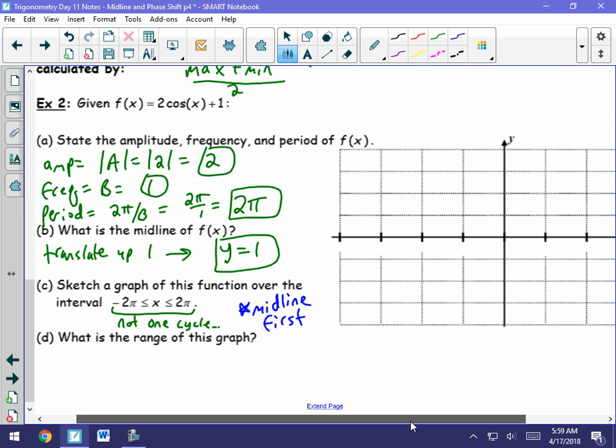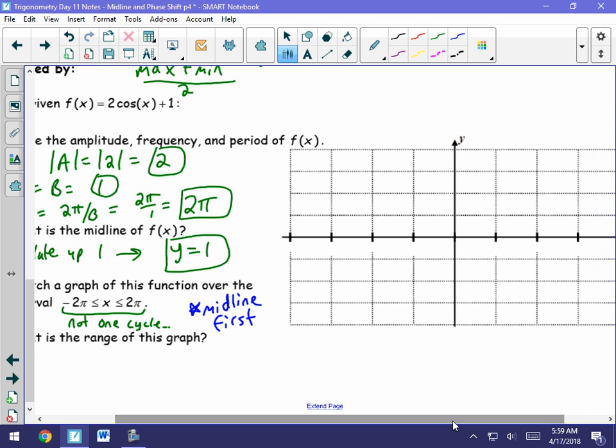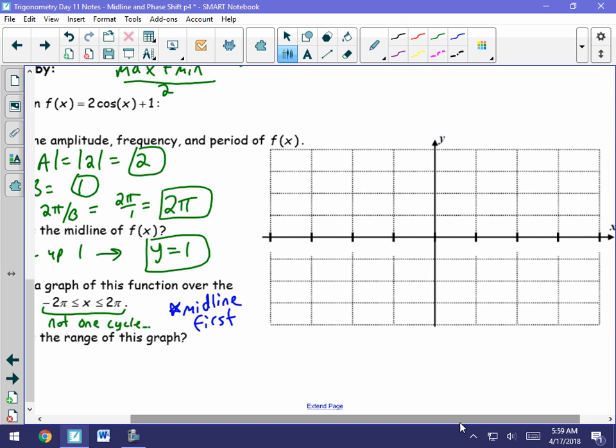Okay, let's get our axis set up over here. So one cycle goes from 0 to 2 pi, so I'm going to put the normal quadrantals on here. Pi over 2, pi, 3 pi over 2, and 2 pi. And then I'm going to go out the other side. Negative pi, negative 3 pi over 2, negative 2 pi.